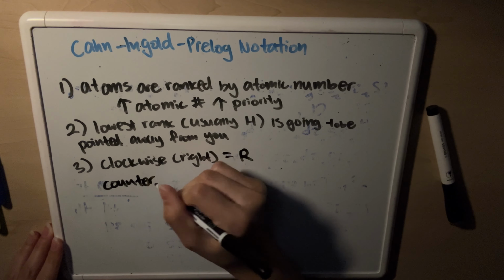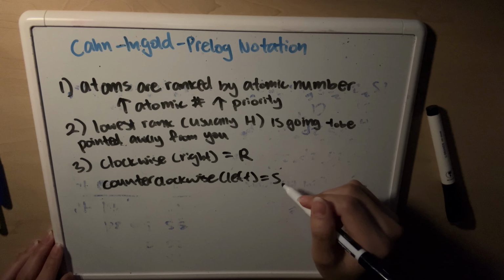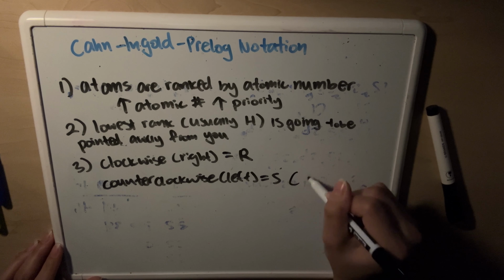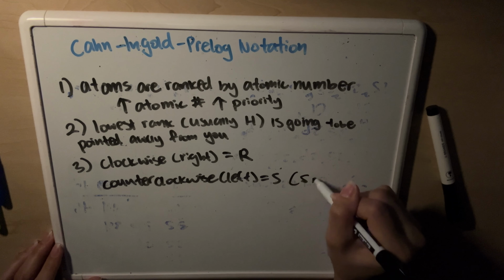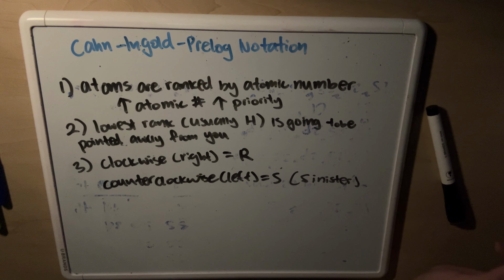And this is a fun fact, but R obviously means right, but in Latin, the S means sinister. I thought that was really funny because I think when they were figuring this out, assigning R and S, left-handed people were considered evil. I'm sorry, my lefties. So that's why they denoted the left as sinister.